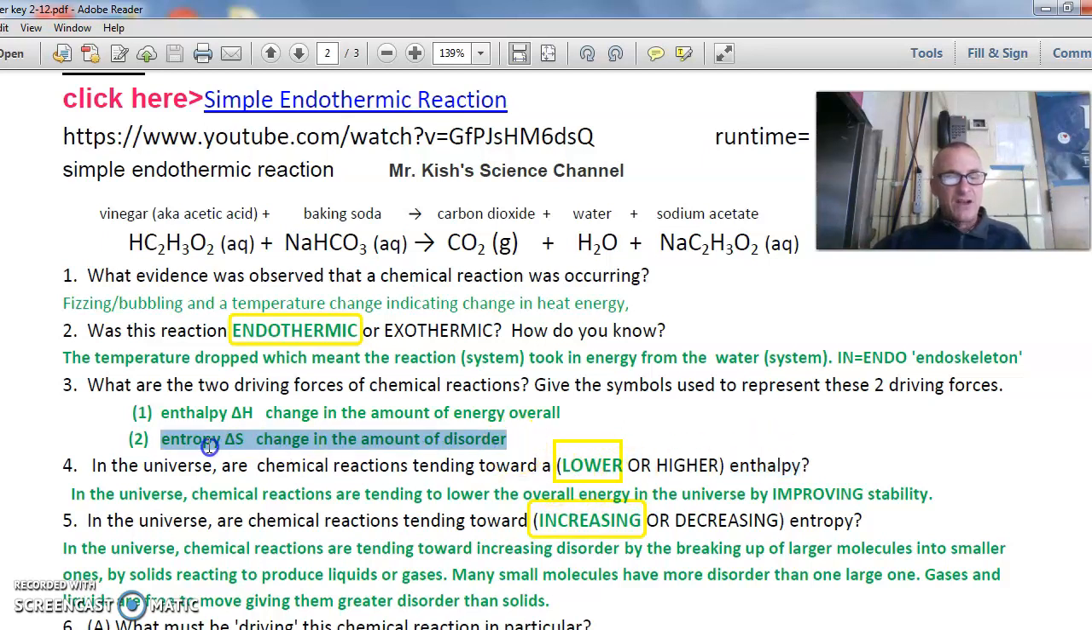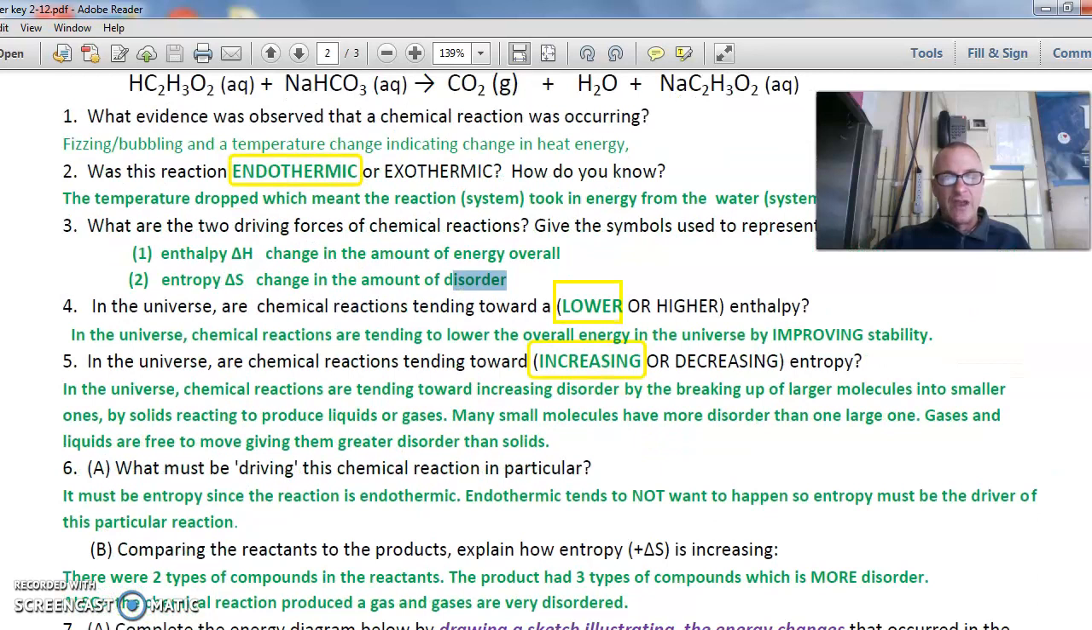The second factor involved in chemical reactions is entropy. Entropy, as we remember, is symbolized by delta S. Entropy is the amount of disorder. And we know that in the universe, things are tending towards greater disorder. Number 5, increasing entropy. So in the universe, they want a positive delta S. They want a negative delta H. If there's a negative delta H and a positive delta S, the reaction is said to be spontaneous.